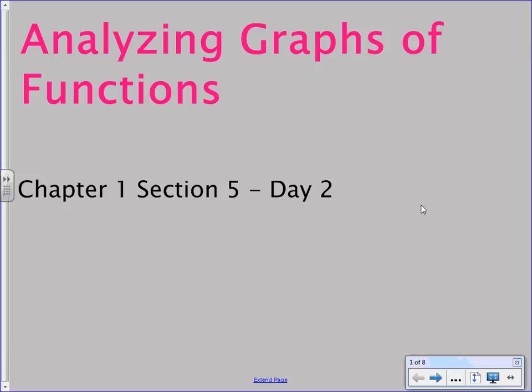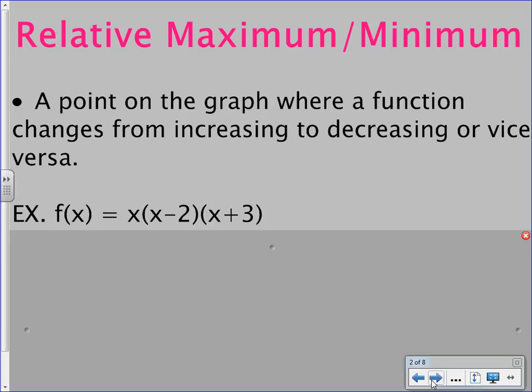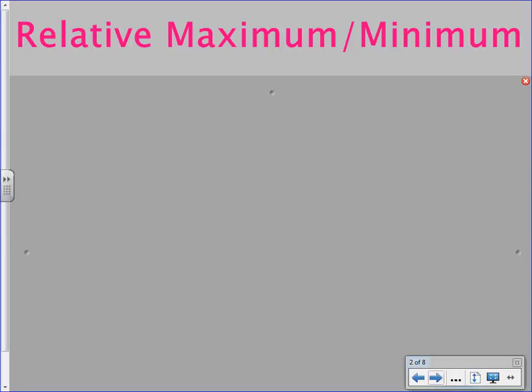So we're going to continue today with section 5. We're going to talk about three things: minimum and maximum values, average rate of change, and odd and even functions. Okay? So, first of all, minimum and maximum.